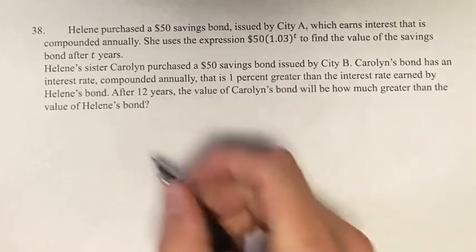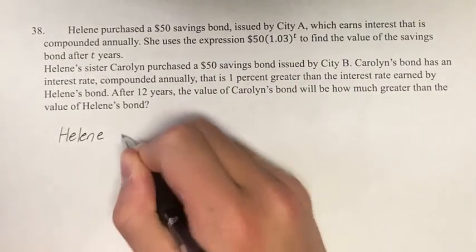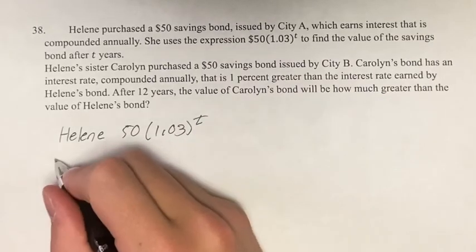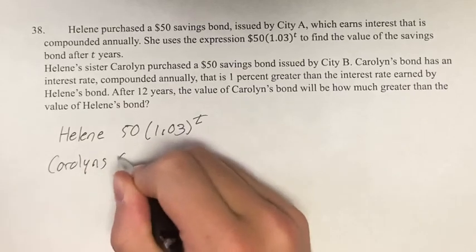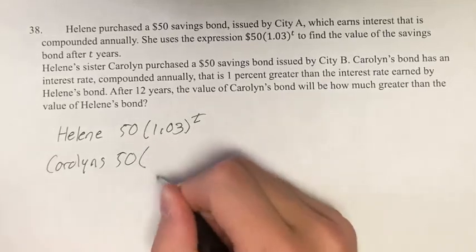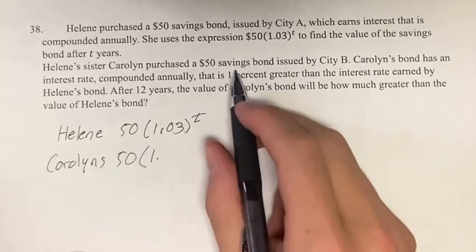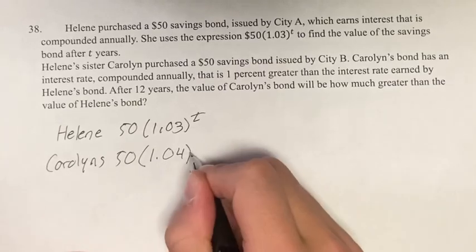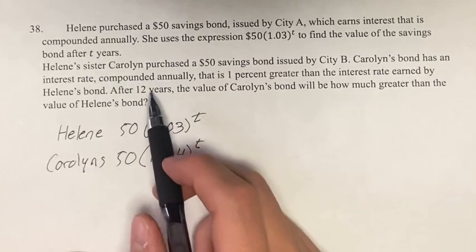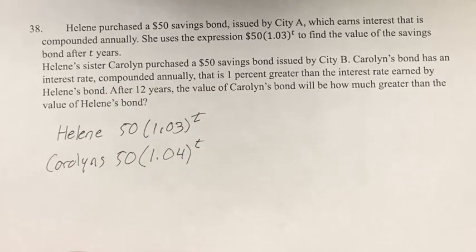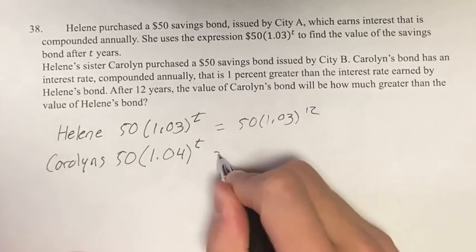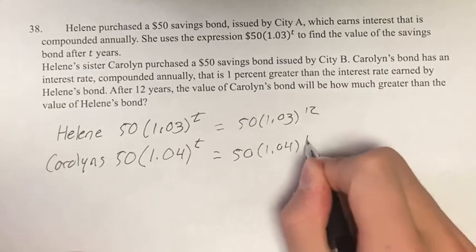So what would this look like? For Helene, we have the equation 50 times 1.03 to the t. What would Carolyn's look like? Well, we found in the last problem that 1.03 corresponds with a 3% interest rate. So therefore, the logic follows that a 1% greater would be 4% interest and be 1.04 instead of 1.03. And we're looking for the number after 12 years. The number of years is represented by t. So we're looking at 50 times 1.03 to the 12th and 50 times 1.04 to the 12th.